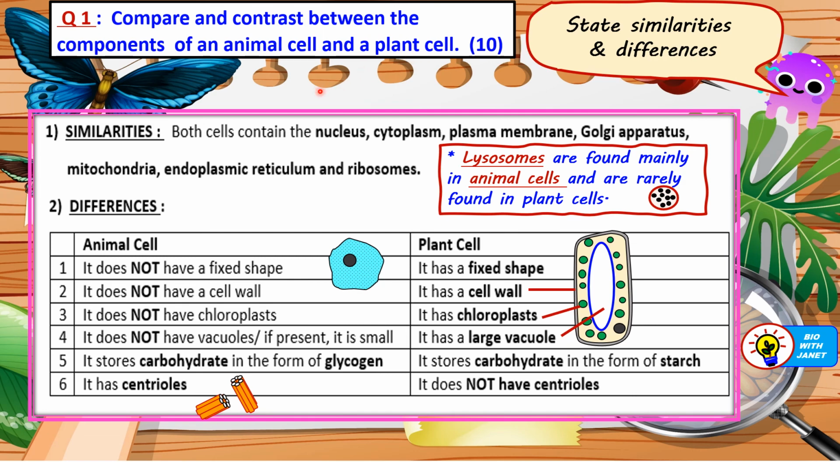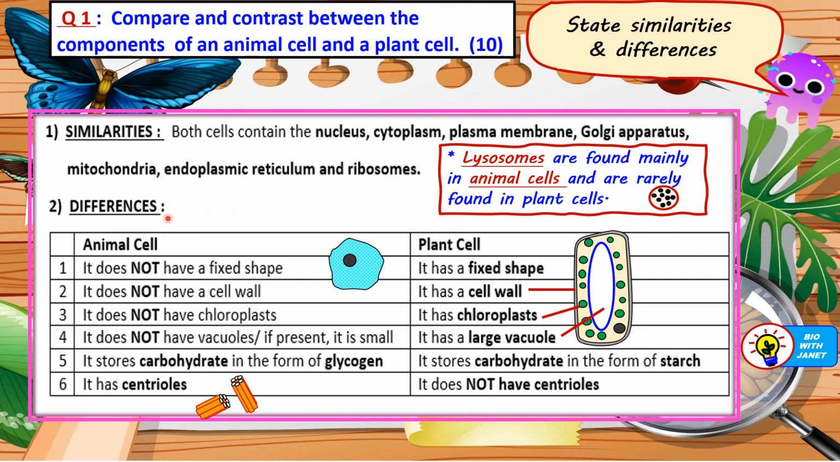Okay, so let's start with the similarities. For similarities, you can begin with both. Both animal and plant cells contain organelles that are common in both cells: the nucleus, cytoplasm, plasma membrane, Golgi apparatus, mitochondria, endoplasmic reticulum, and ribosomes.